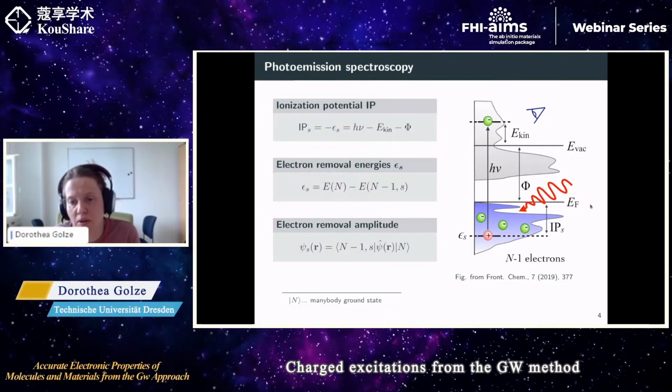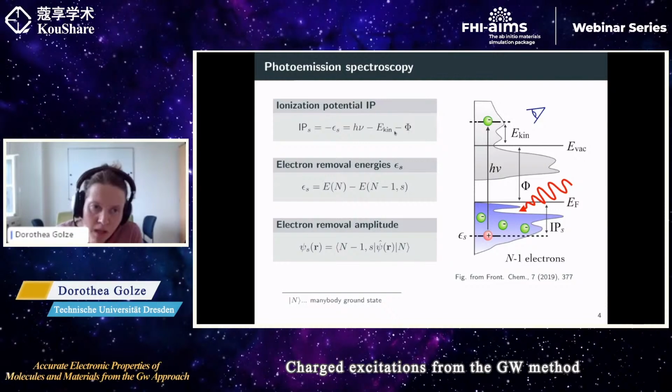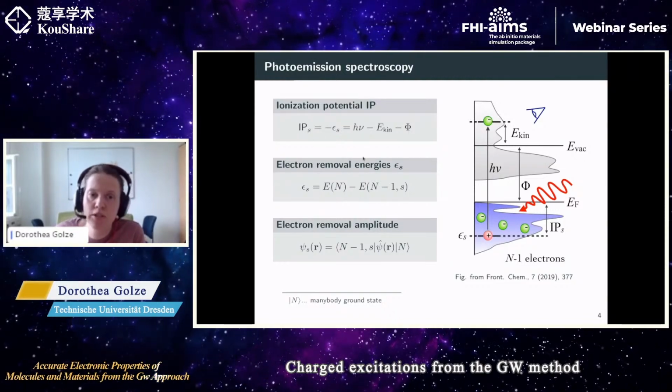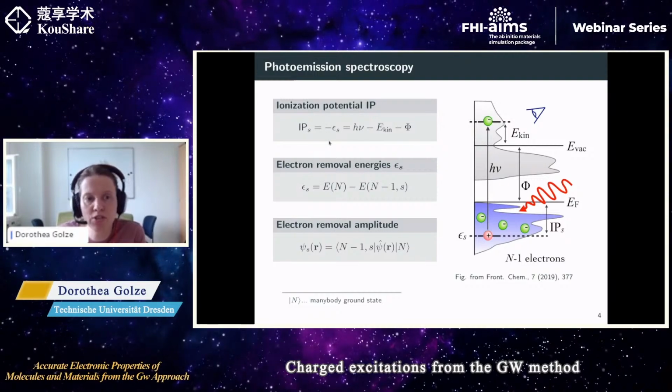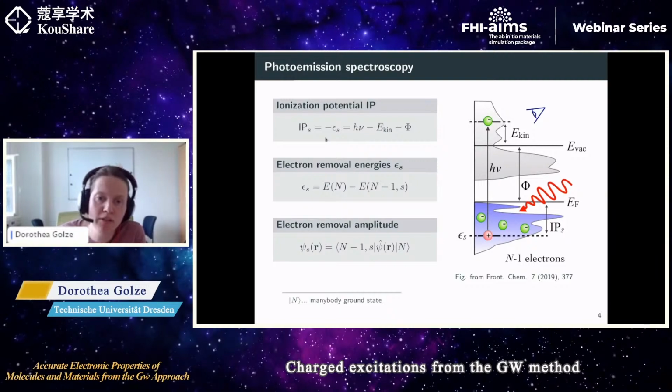For materials, the reference is the Fermi level, so we also have to subtract the work function. So that's how we get the ionization potential. The ionization potential is then the negative of the electron removal energies.